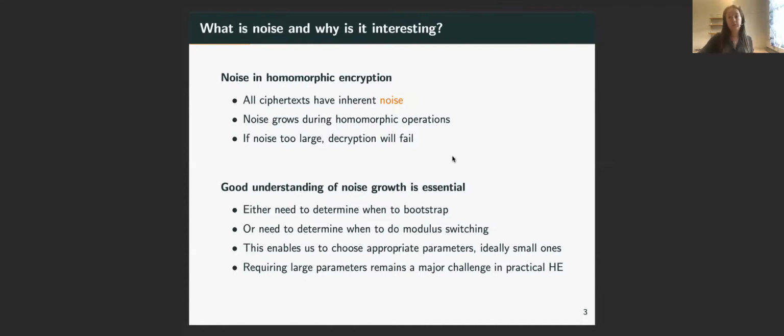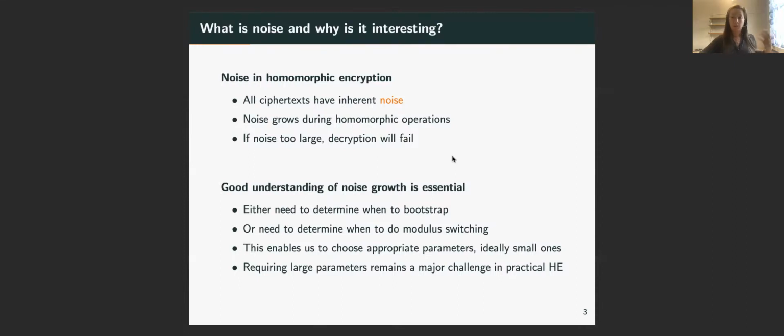Now, there are 2 main ways of dealing with this noise growth. One of them is bootstrapping, which will not be covered in this talk. The other one is modulus switching, which will be covered in this talk. But the idea behind these is that they're both very expensive operations. And so what that means is that you don't want to do them too often. So you essentially want to do them right before the noise becomes so big that it causes a decryption failure.